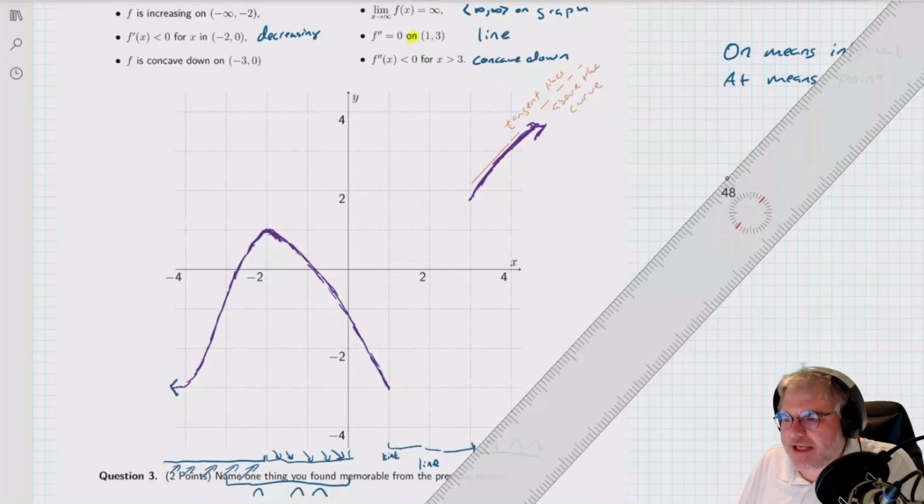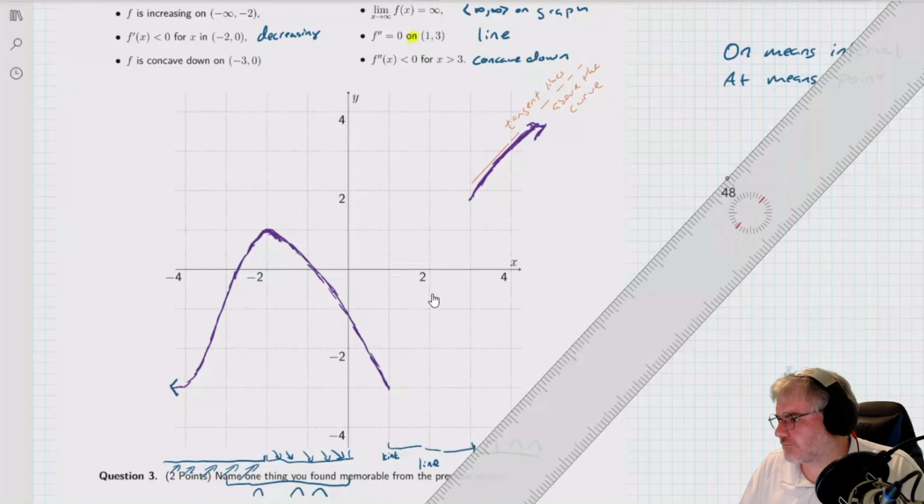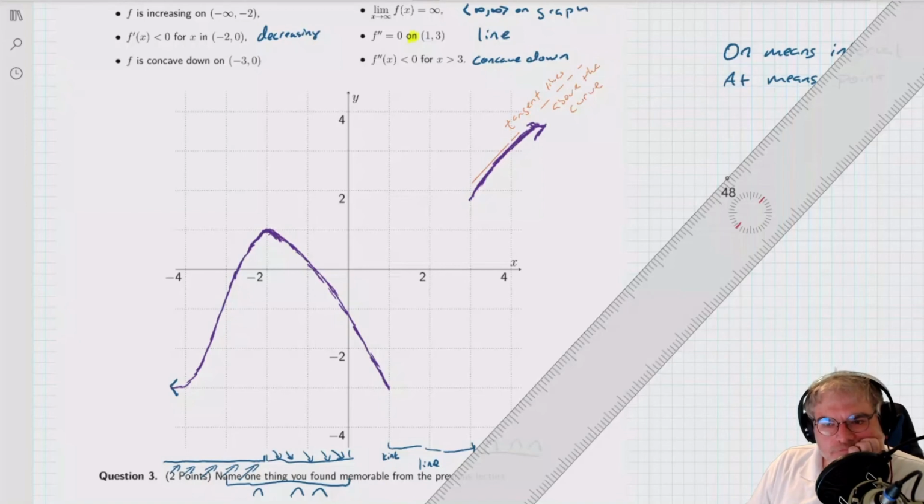Okay. Can someone give me an example of such a function where it's concave down, but increasing forever? The limit is infinity, but it's always concave down. Who's got an example of such a function? We've actually seen a few. We've seen them on quizzes.